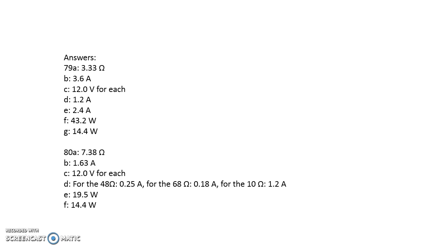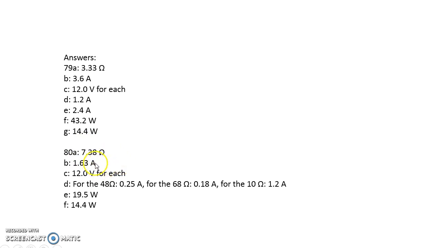Okay, for 80, hopefully you've done this one too. This is really similar to what you did before, but now these are in parallel. So the equivalent resistance is 1 over Req is 1 over 48 plus 1 over 68 plus 1 over 10, and you find the Req is 7.38. And notice that the Req is smaller than any of the individual resistors, right? Going back here, we were dealing with a 10 and a 5 ohm resistor, and 3.33 is smaller. Here we were dealing with a 48, 68, and 10, and 7.38 is smaller. That will always be true.